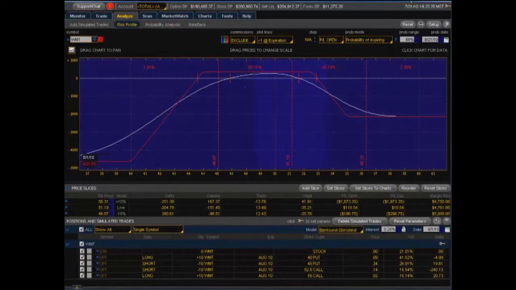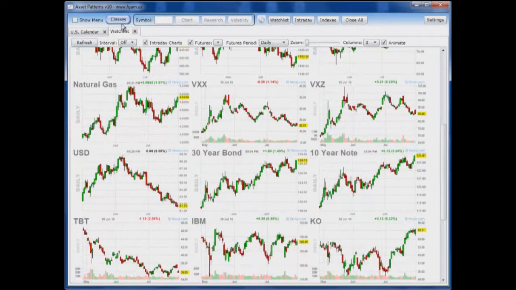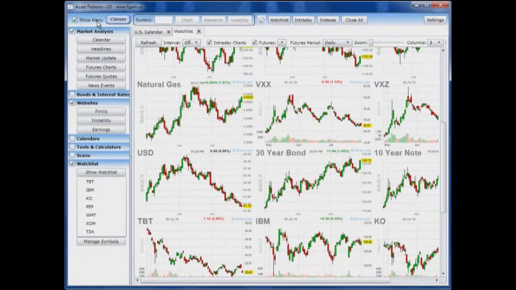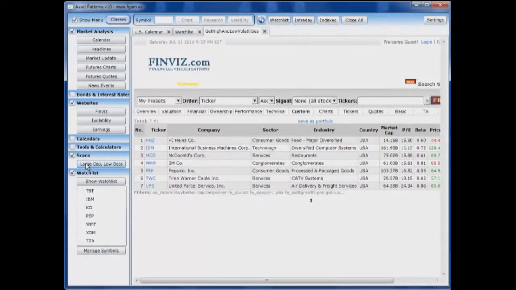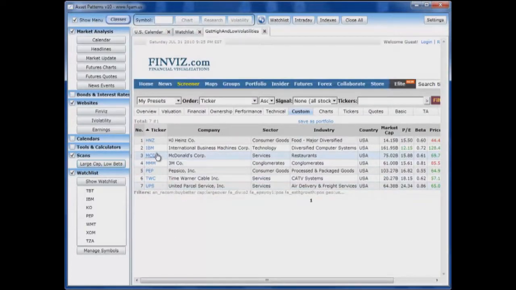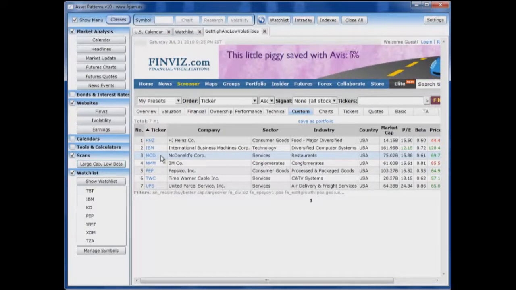Okay, now let's do a scan and see if we can find a new trade for next month. We're going to use the AP software, come down to the scan section. We'll be looking for a large cap, low beta stock. Last month we traded McDonald's, MCD. We entered a position, held it for 11 days, and made a 13.7% return.